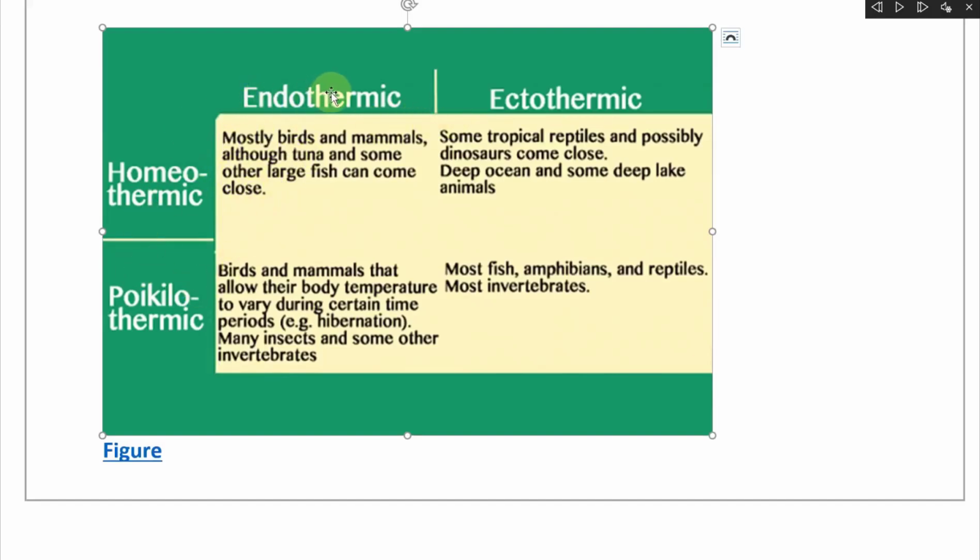So endothermic could be here. You could have endothermic or ectothermic. And then you could also have homeothermic, so it maintains the same constant temperature. So mostly birds and mammals, although tuna and some other large fish can come close. So homeothermic over there.